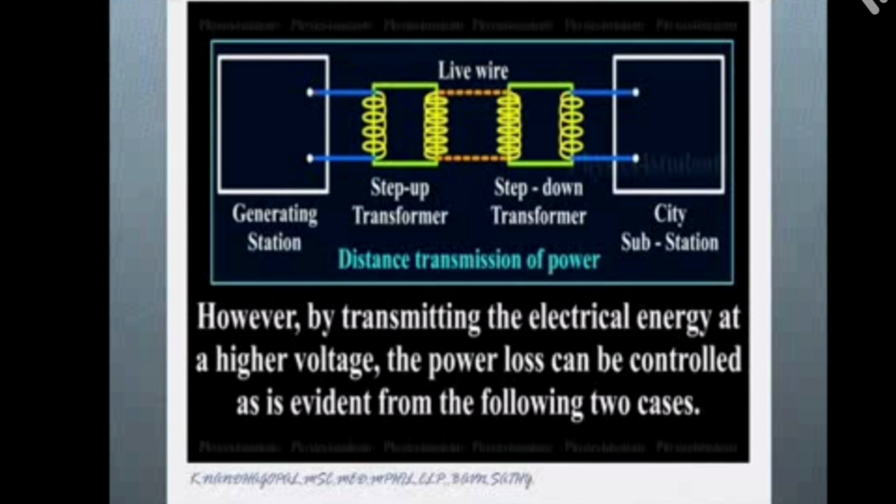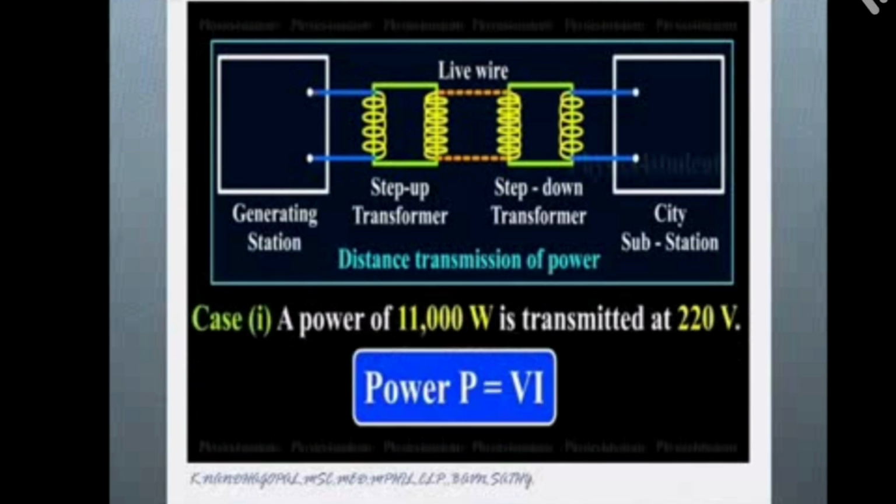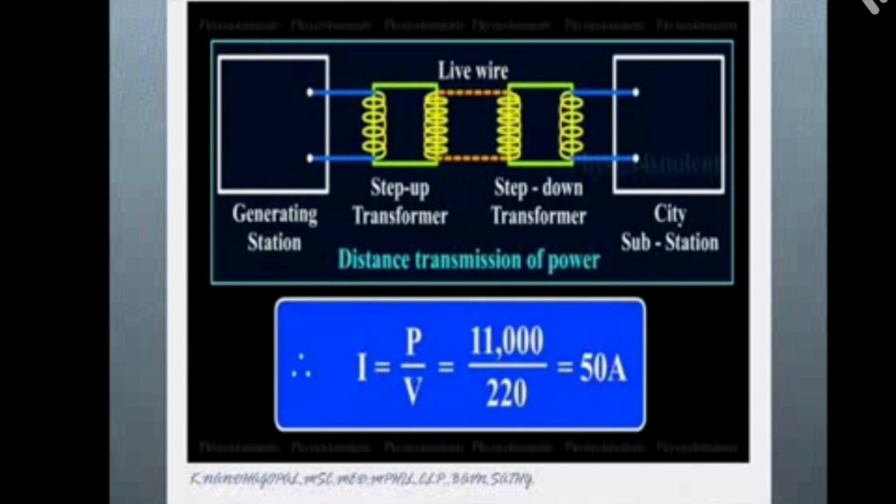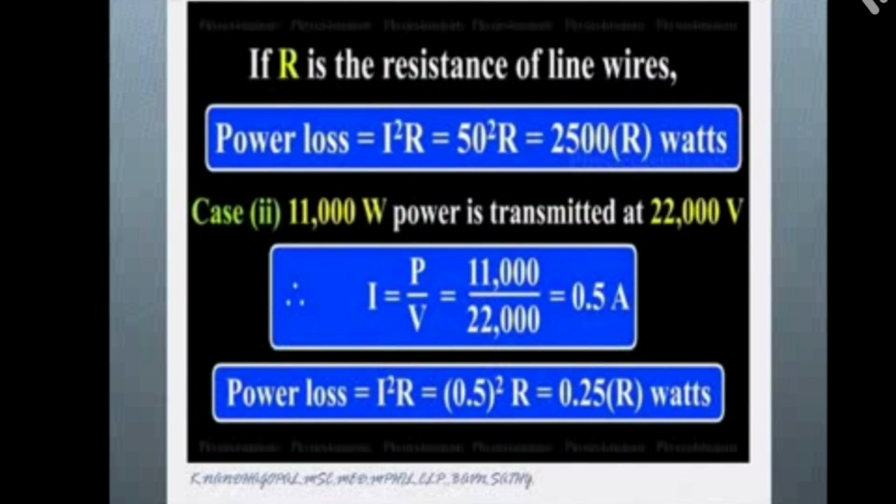However, the power transmitted is P equal to V into I. One illustration to explain the energy loss: power P equals V into I. Power equals 11,000 watts, transmitted at 220 volts. So I is equal to P by V, which is 50 ampere. So 50 ampere current is flowing through the wire, and the power loss I square R equals 2,500 watts. That is the energy loss when transmitting at 220 volts.